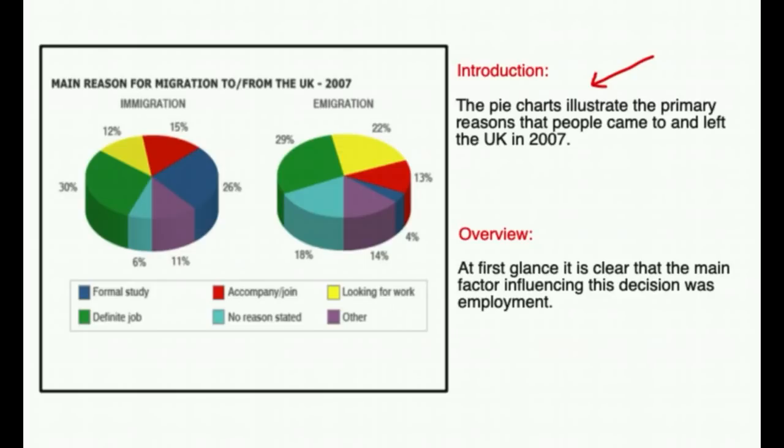Then for the overview, remember we picked out employment as the most important thing on the IELTS pie chart. So mention this as your overview. Remember that you don't need a conclusion for an IELTS writing task 1. Some people do place this overview at the end as a conclusion. That's fine if you wish, but if you place it at the start, you don't need to say it again. Here is an example of an overview. As you can see, the main factor influencing the decision to move was employment.